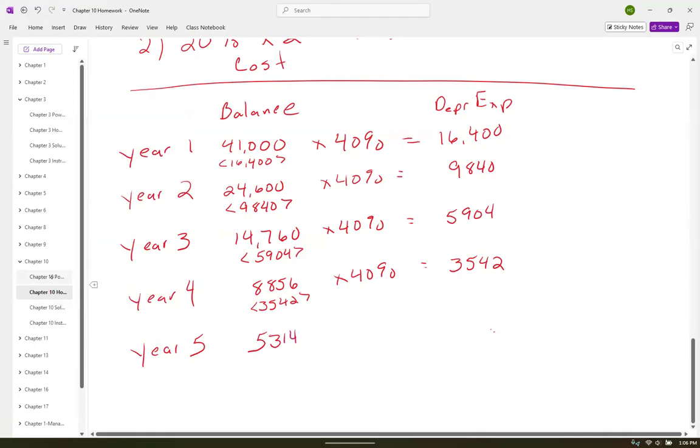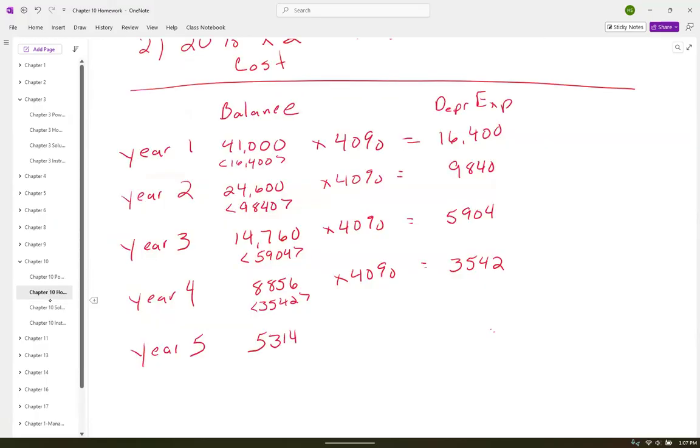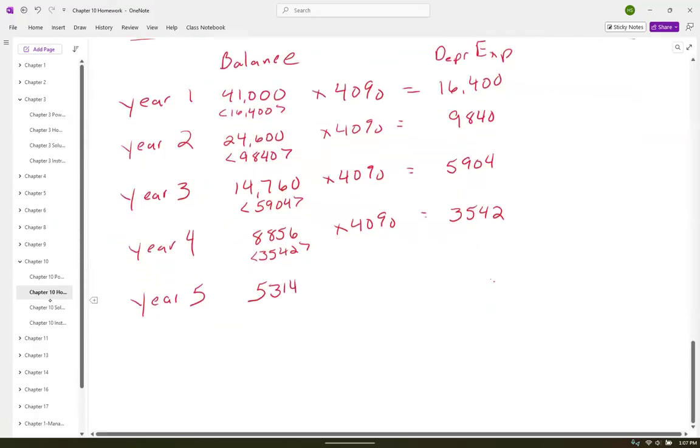5,314. I believe the instructions told us to end it in year five, because we probably should have kept going on this last year. Double declining balance usually works to where you just keep on going until you get to that $1,000 residual value.